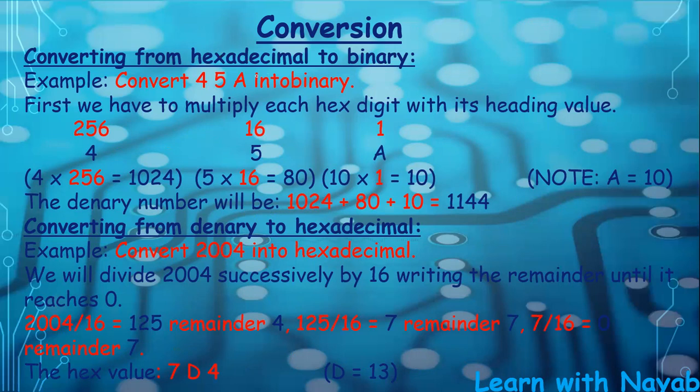Now, converting from hexadecimal to denary. Example: convert 45A into denary. First, we have to multiply each hex digit by its heading value. As we said, there was a table that represented the binary value and the denary value. So what we have to do is take the headings of that and multiply. The 4, 5, and A are the digits over here.